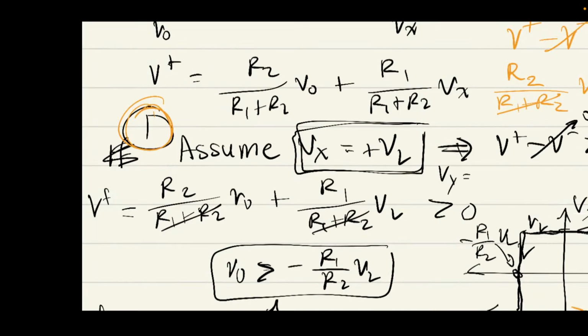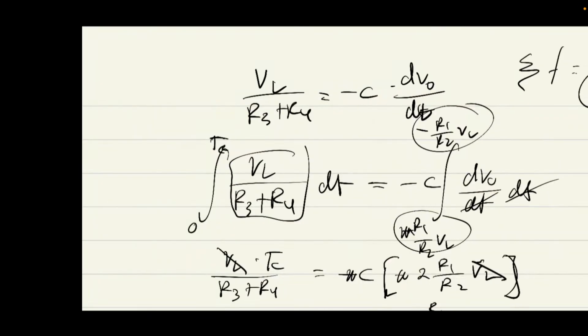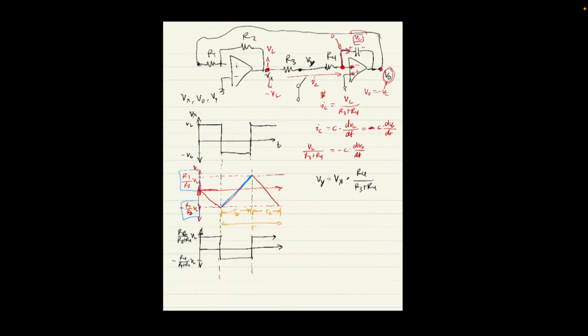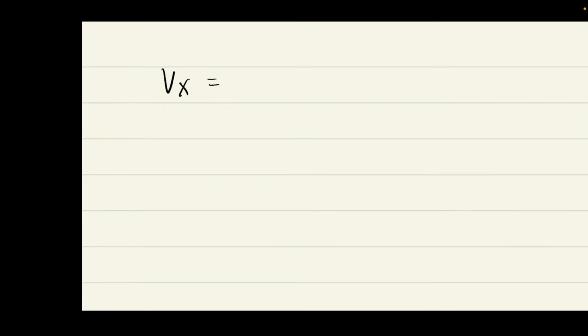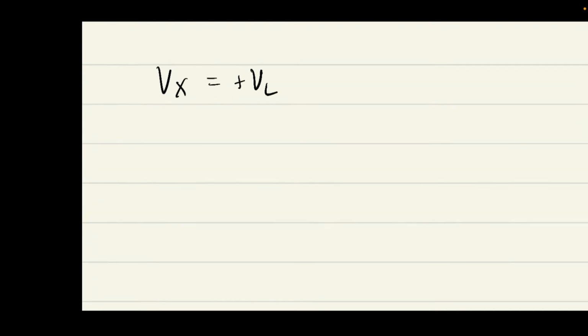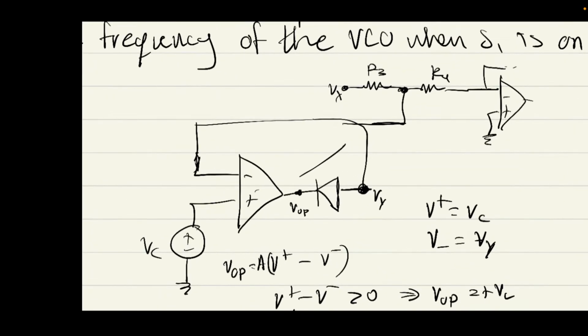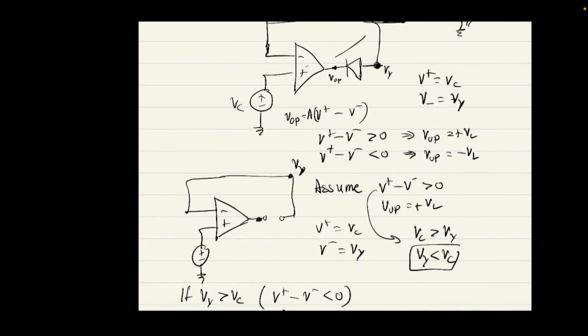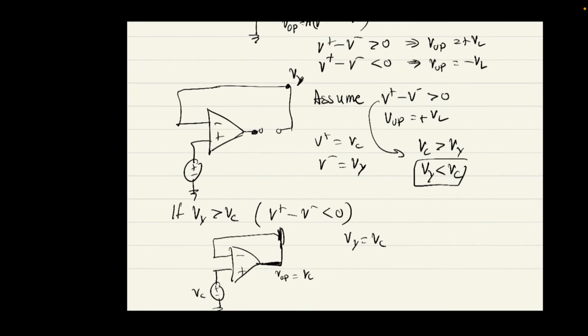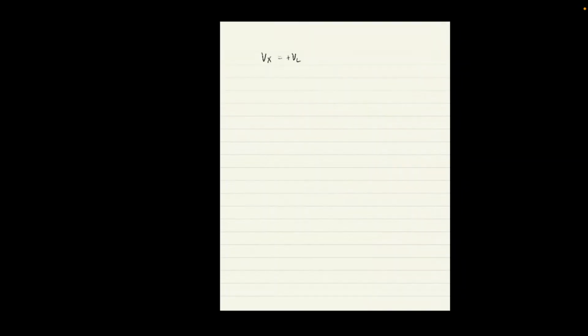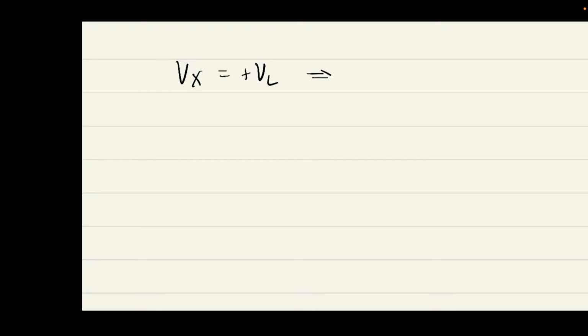Okay, so basically if Vx is positive VL, then you can see that Vy will be kind of large, right? So if this happens, then Vy is going to get clamped to Vc. I'm just going to check my notes to check that I'm doing this correctly.